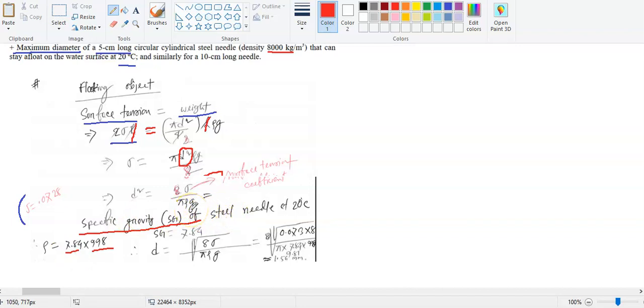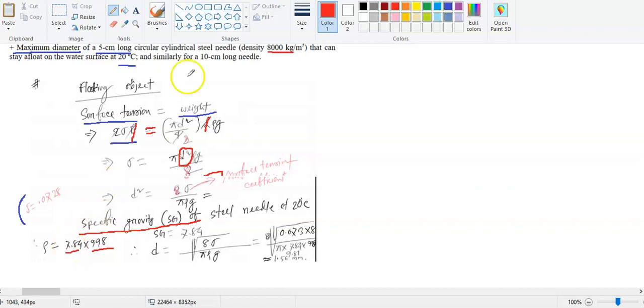So I'm telling again, if this density is not given, and if you use the density rho equal to 1000 or 998, then it should be incorrect. You need to know the specific gravity, and then you will multiply the specific gravity with the water density, and then you will get the density here. So that's the key thing you need to keep in mind when you solve this sort of problem.